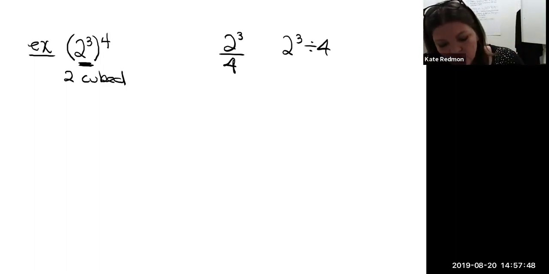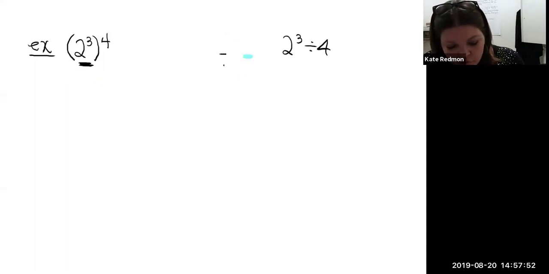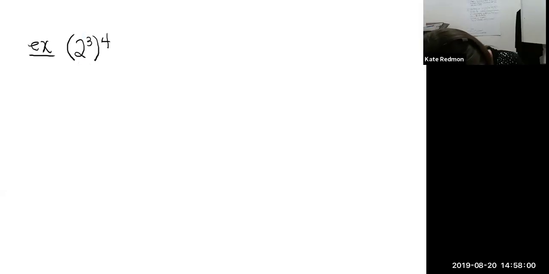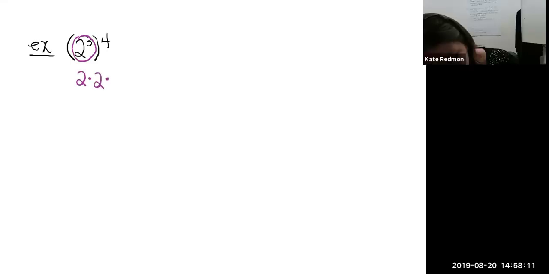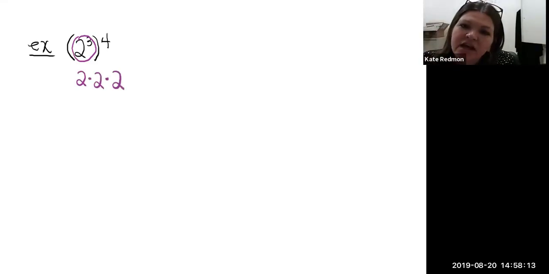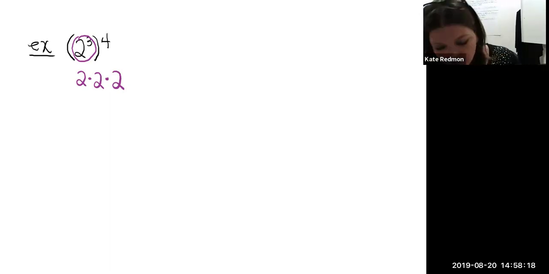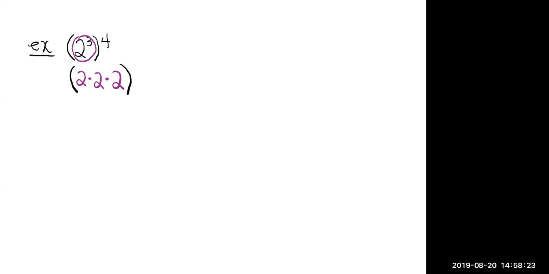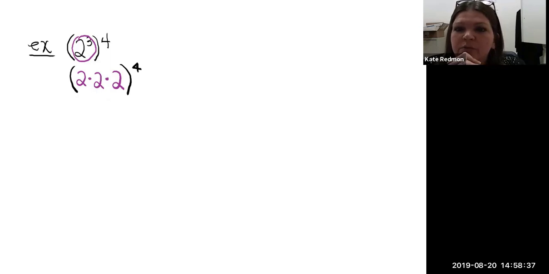Once again, in order to see what happens, I would very much like to use the expanded form. No rules yet. Let's do this one step at a time. Let's start with just the part inside the parentheses, 2 to the 3rd power. Help me rewrite that in expanded form. 2 times 2 times 2. Now notice that 2 to the 3rd power was in parentheses. That means that whole thing is being raised to the 4th power. So I'm going to keep my parentheses here to say that this whole thing is being raised to the 4th power.